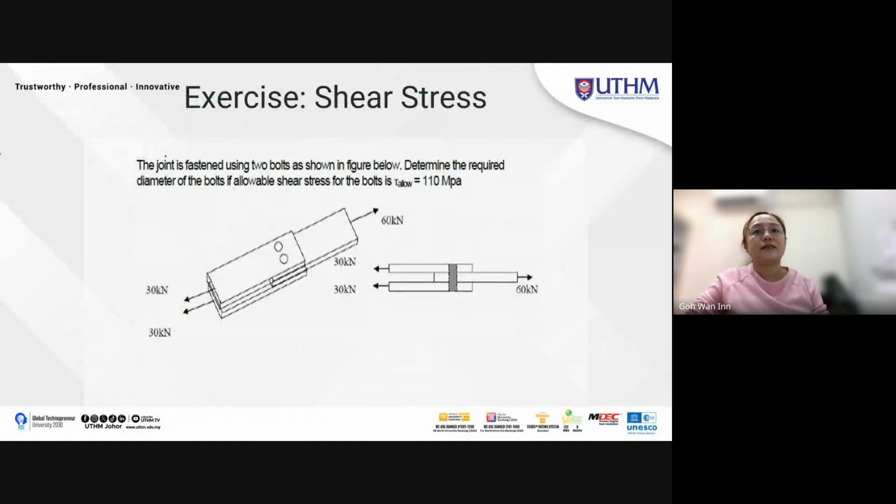So, another exercise here. The joint is fastened using two bolts as shown in the figures below. Determine the required diameter for the bolt if the allowable shear stress for the bolt is 110 megapascal. Here you can see it pushed by 30 kilonewton by these two plates and 60 by this plate.